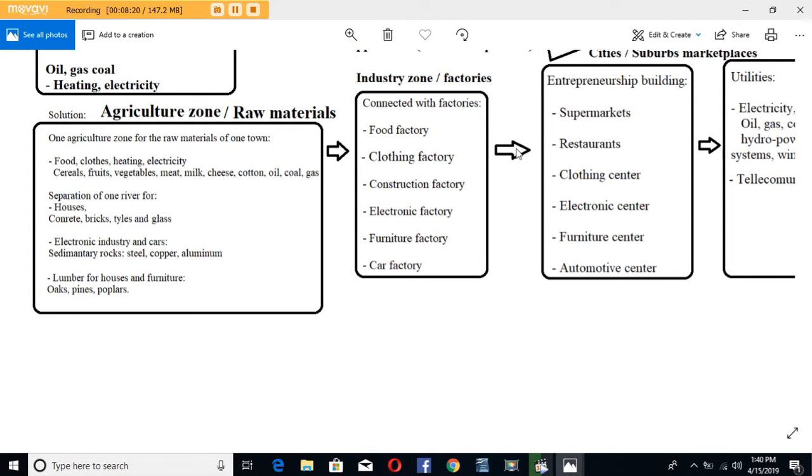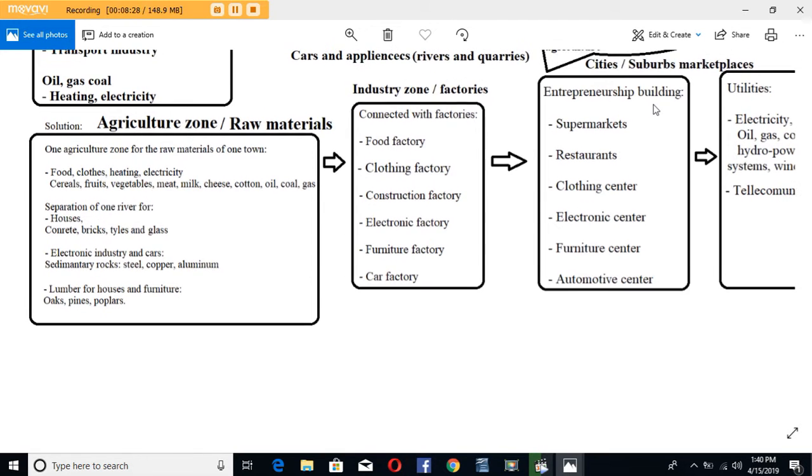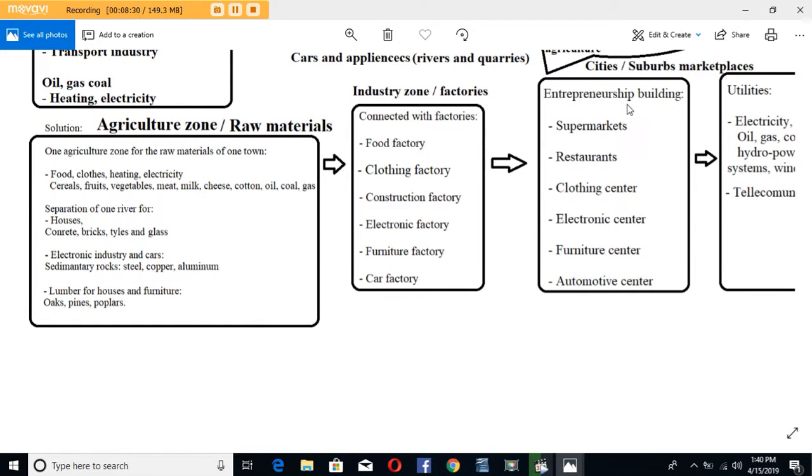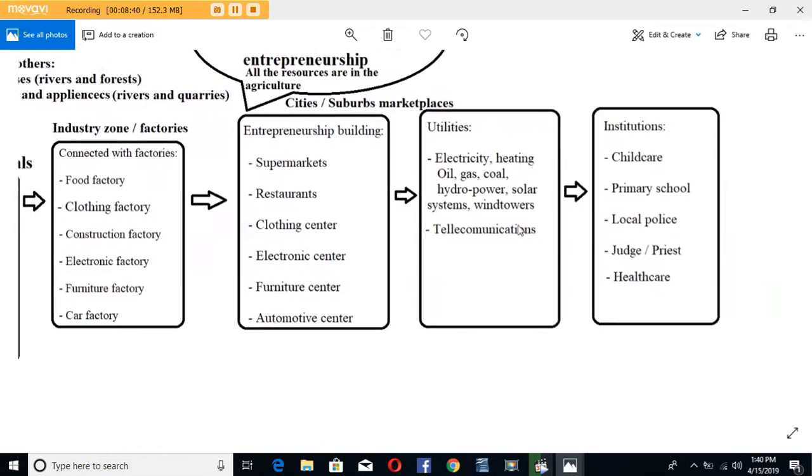The industry zone factories can be connected with the entrepreneurship building. People live in cities or suburbs and buy products from the entrepreneurship building. It may include the following marketplaces: supermarket, restaurant, clothing center, electronic center, furniture center, automotive center.